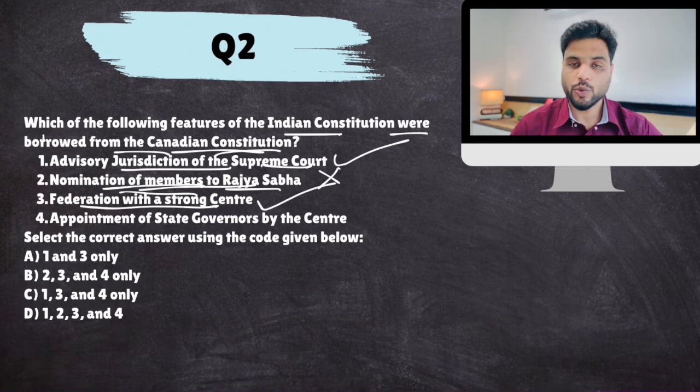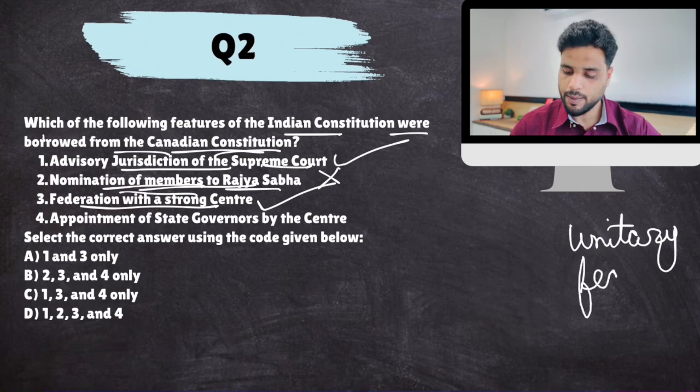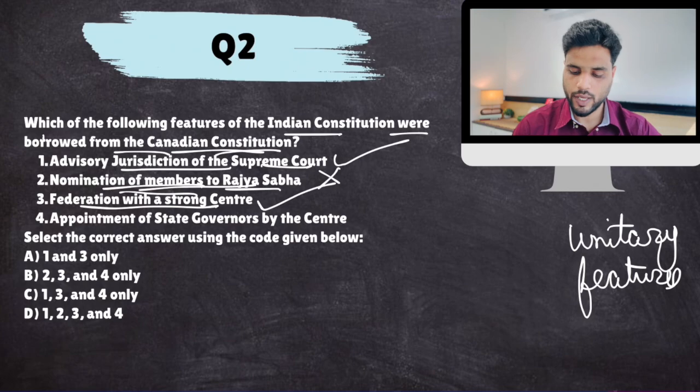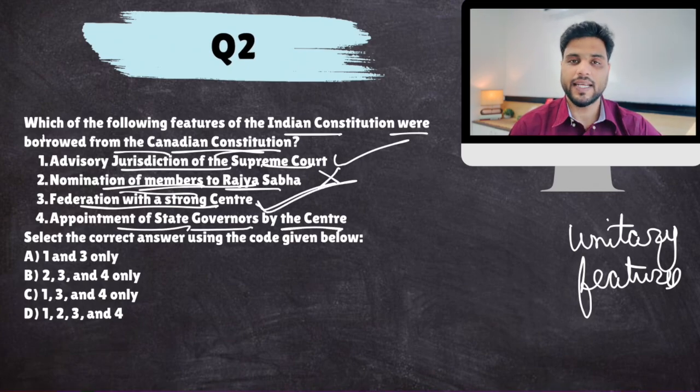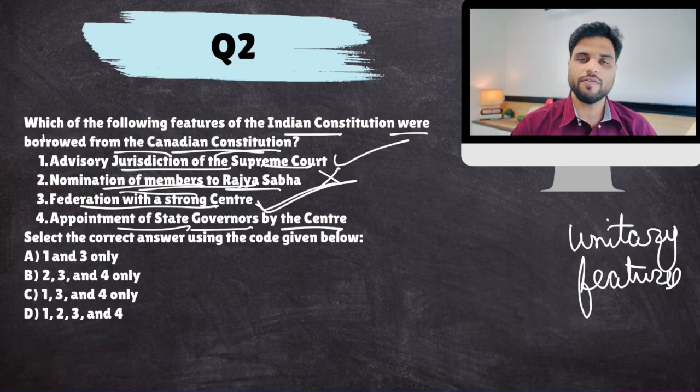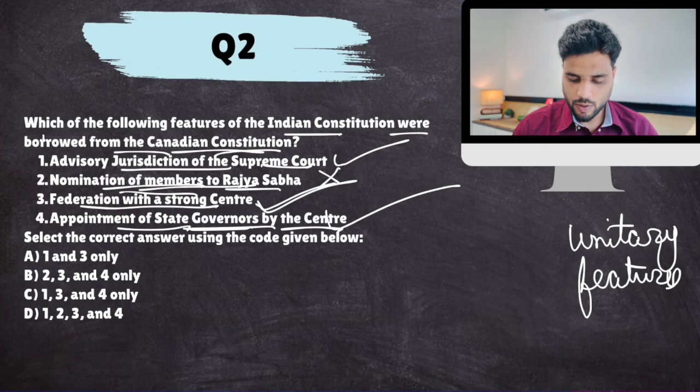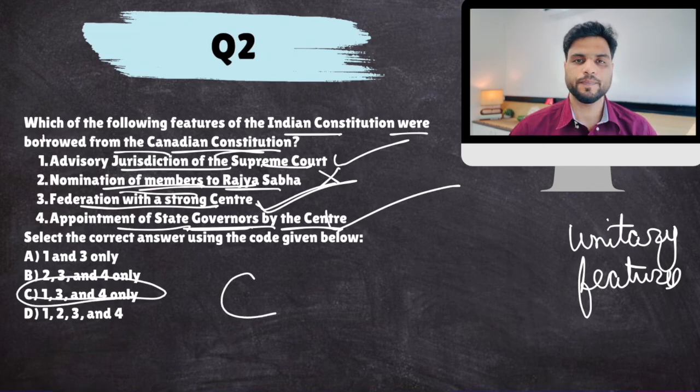Okay, the Indian constitution is federal, yet it has many unitary features. And this was basically borrowed from the Canadian constitution. Canadian constitution is also like that. An appointment of governors by the center. Well, the president appoints the governor of every state. In America, the governors are directly elected by the people. But in Canada, it is appointed by the center, and in the case of Canada, it's the governor general. So in India, it is appointed by the president. The process is the same. So the answer would come out to be 1, 3, and 4.